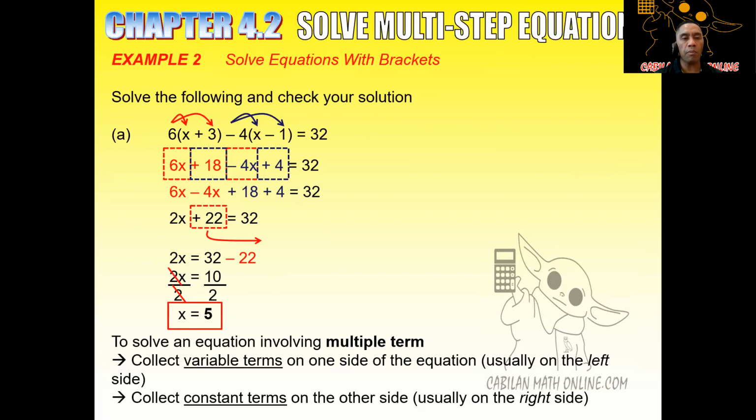So as you can see in this problem, the main thing I want you to see, again, is that you need to distribute the term to the terms inside the brackets. And where required, you just need to gather the like terms, simplify, and solve.